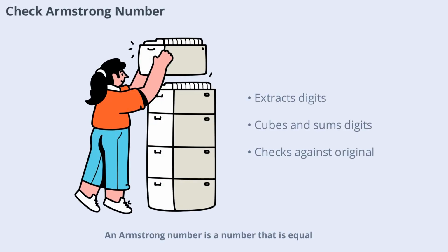An Armstrong number is a number that is equal to the sum of the cubes of its digits. This program checks if a given number is an Armstrong number by extracting each digit, cubing it, and summing the results. If the sum matches the original number, it's an Armstrong number. This logic is a great example of combining loops, arithmetic, and conditionals.